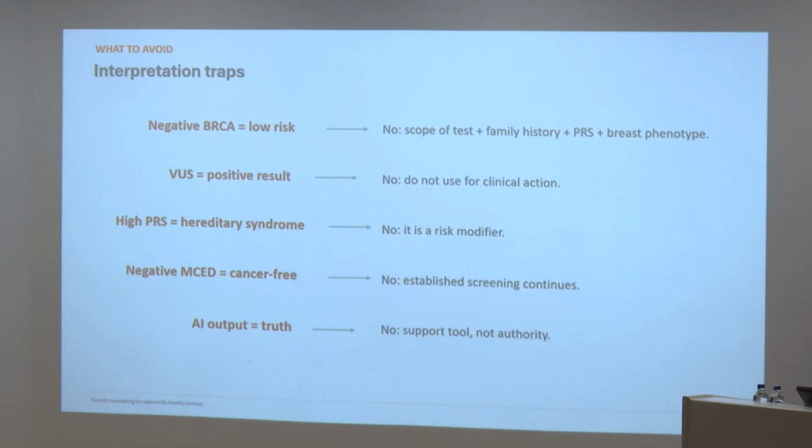Coming to the end of my talk, I will have 4 take-home message slides. First of all, to avoid slides, interpretation traps. Negative BRCA is low risk? No. The scope of test is important, family history is important, and other testing methodologies, and of course, BRCA phenotype is important. Is detecting a variant of unknown significance make the test result positive? No, it's not to be used for clinical action.